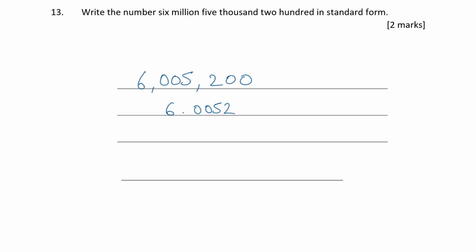So we're just going to write all the digits. 6.0052. I can forget about the last two, so I'm not going to change it either way. So times what? 10 to the power of, well, if the decimal point starts here and we're going to end up 1, 2, 3, 4, 5, 6, we're going to move it 6 jumps to get it to there, aren't we? So that's times 10 to the power of 6. So my answer is 6.0052 times 10 to the 6.